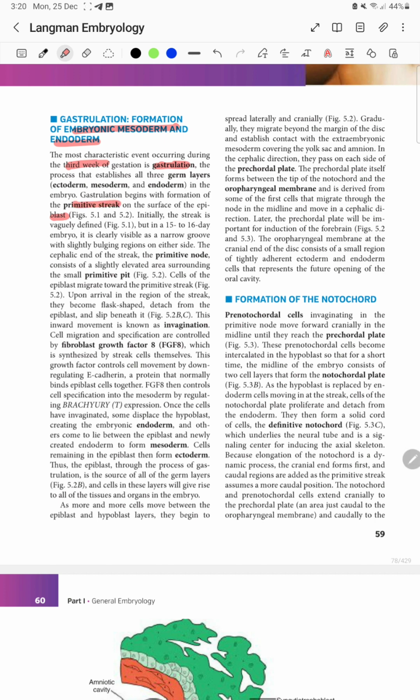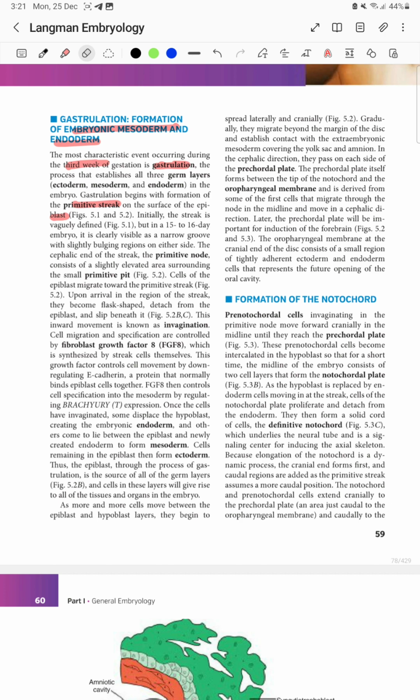Initially, the streak is vaguely defined, not defined clearly. But in 15 to 16 days, in the embryo it is clearly visible as a narrow groove with slightly bulging regions on either side. So reading this, we can see that there is a streak and both portions of the streak are bulging.